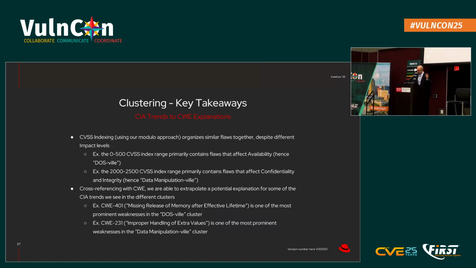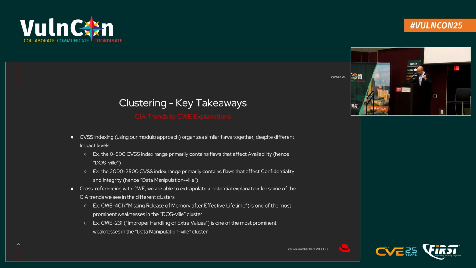The key takeaways, though, from those sorts of banding things actually come in when we look at the CWEs that were most common for each of the bands. So, for example, in that low range, what we call DOSville, the most common CWE that we found was 401. Now, 401 is defined as missing release of memory after effective lifetime, right? So those are the sorts of weaknesses that can lead to vulnerabilities that cause memory exhaustion, the typical things that could lead to a denial of service over time.